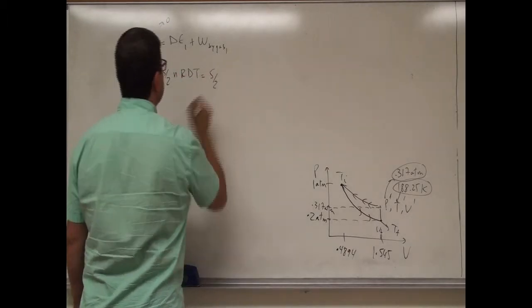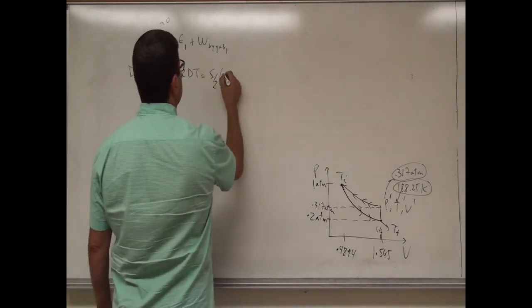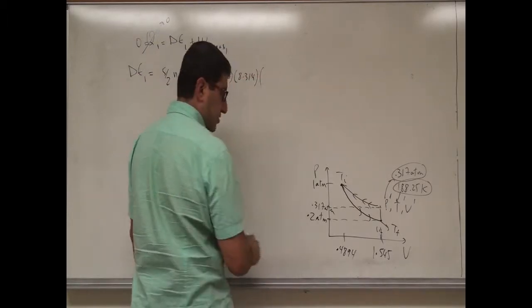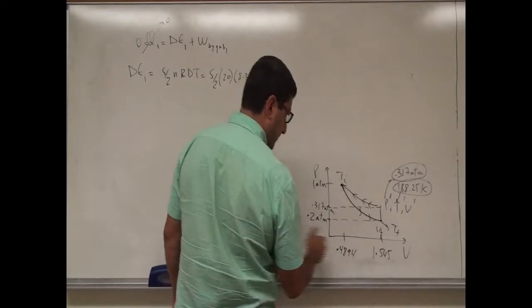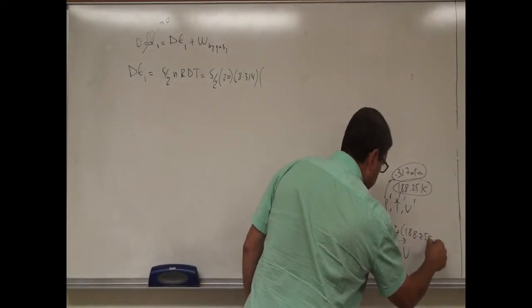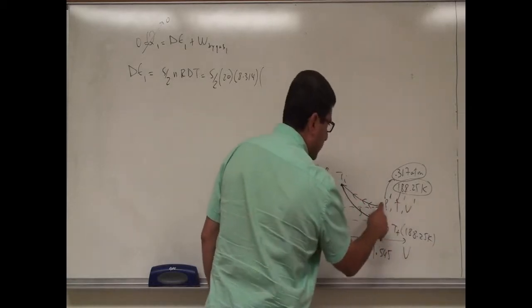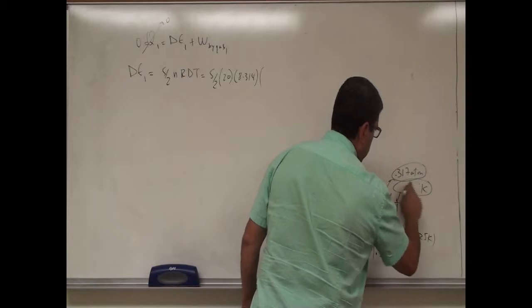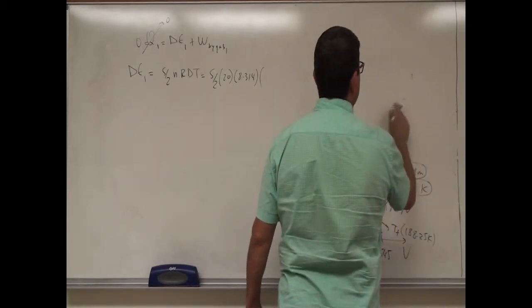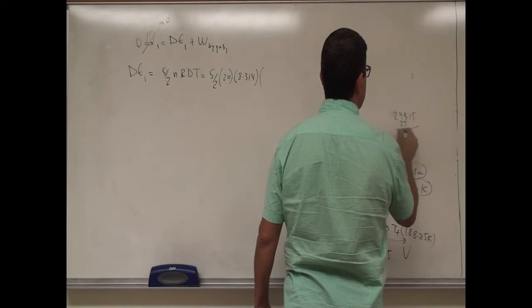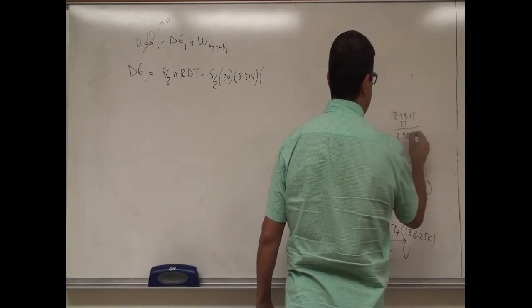So all I have to do is just say 5/2. The number of moles is 28.314. The final temperature, which was the temperature here, 188.25 Kelvin. This temperature was actually the same as the initial temperature, so I wrote it wrong. That was the 273.15 plus 25, 298.15.